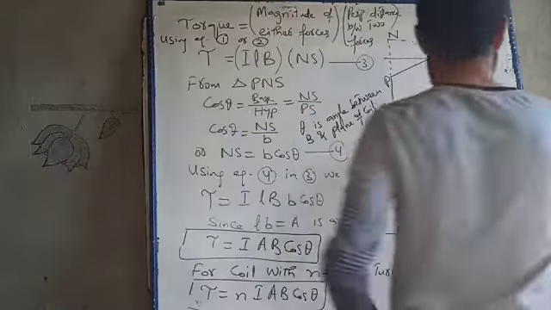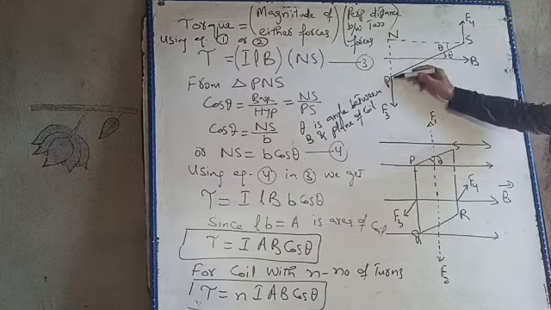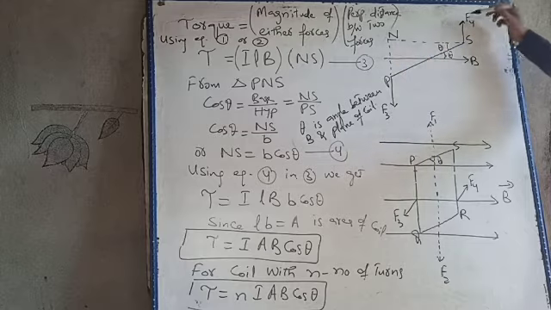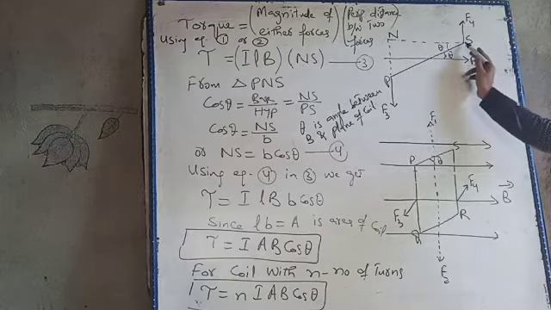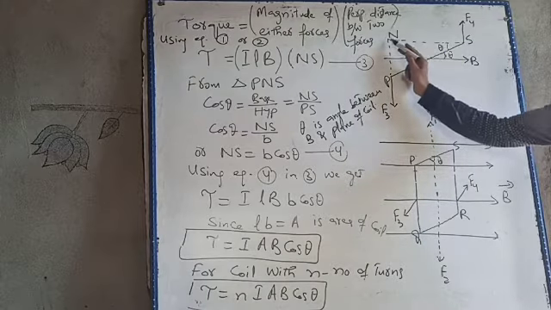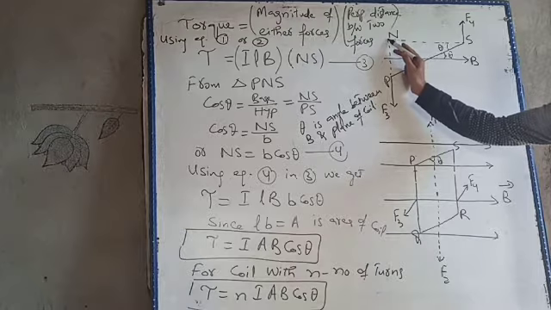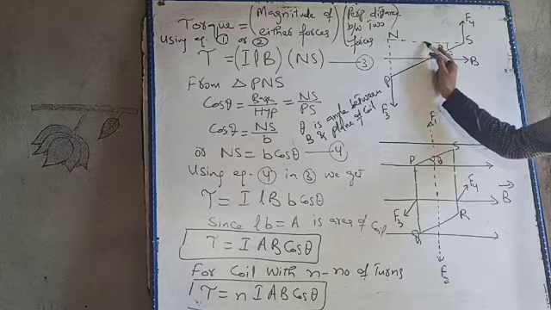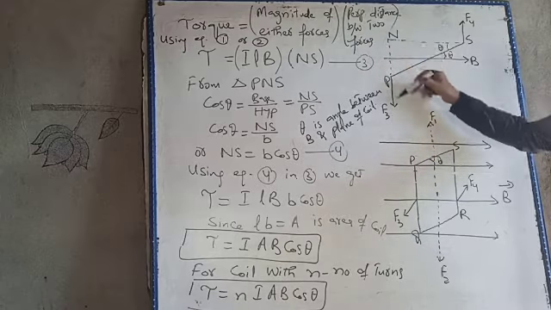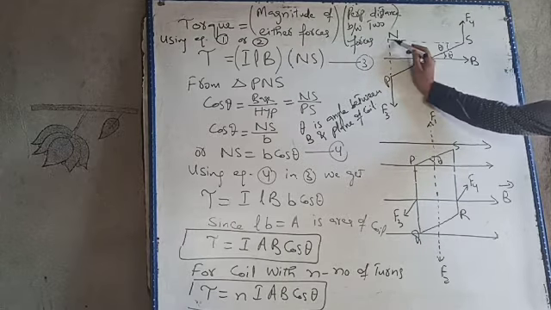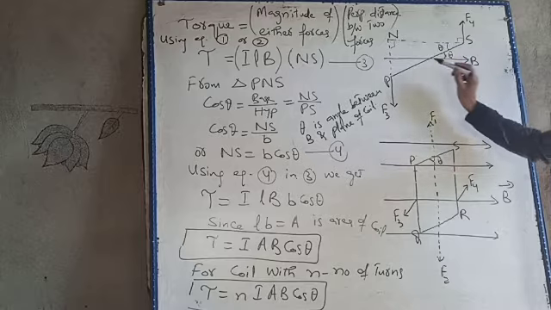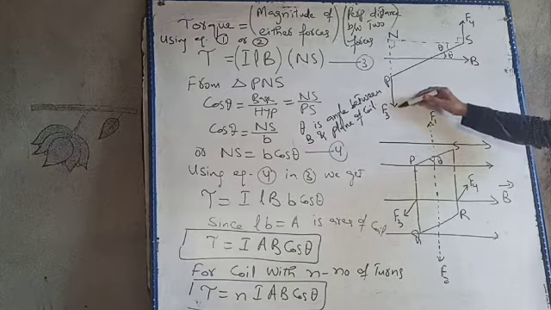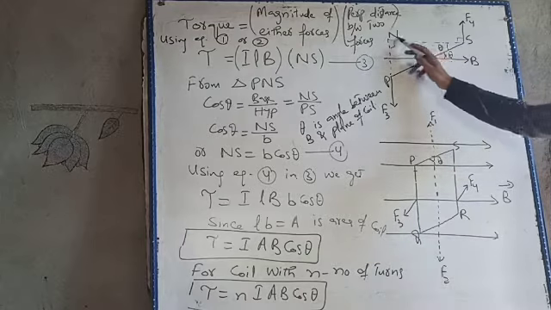See, this is one force and this is the next force. This is the line of action of this force and this is the line of action of this force. The perpendicular distance is this, which is the perpendicular between the two forces. This is the perpendicular distance between F3 and F4. So what is it? It is NS.